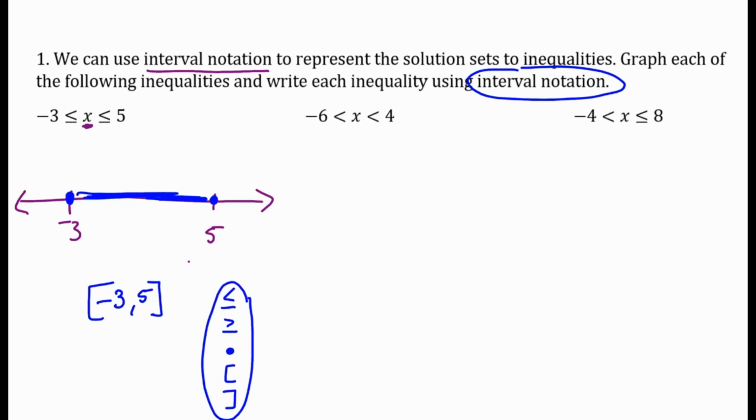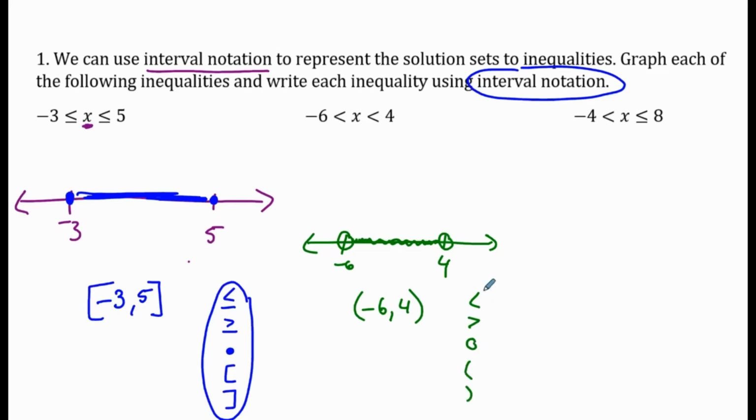This next one says x is between negative 6 and 4. So x goes between negative 6 and 4. But notice, can I touch negative 6? No. Can I touch 4? No. But I want to be between them. I can't touch them, but I can be any number in between them. So again, it's going to be negative 6. It's always low to high, but I can't touch them, so I'm going to use a set of parentheses. Interval notation, you're either using a bracket or a parenthesis. So the parenthesis goes with less than or greater than signs, an open circle, and you get parentheses. All of these go together.